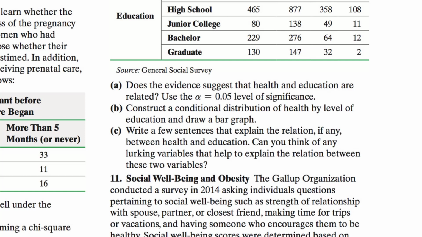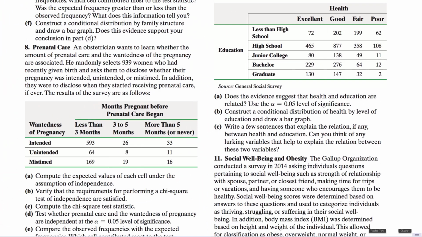There's a follow-up question here. It says, can you think of any lurking variables that help to explain the relation between these two variables? And I'd say, well, yeah, off the top of my head, generally speaking, one's earning potential tends to correlate with the level of education. So in other words, the more education you have, the more you tend to make. And when you're making more money, you have better access to healthcare and insurance and all that sort of thing. And so this is not surprising.